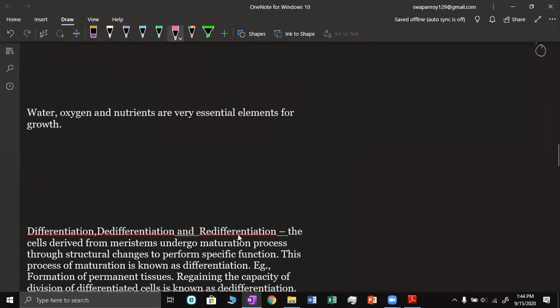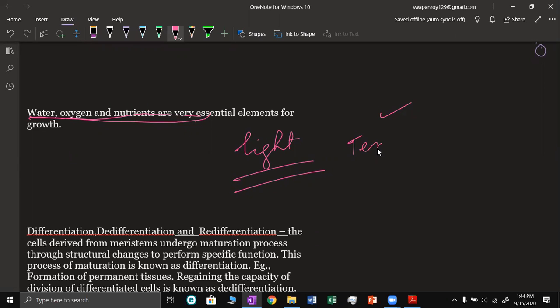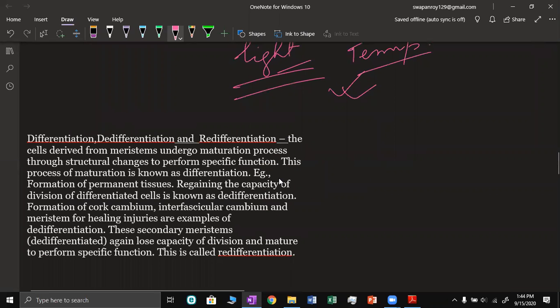Next, for growth, what is required? Food is required, water, oxygen, and nutrients. These are the important things. And also light is one of the factors, temperature is another factor. Okay, these types of things are there. Now let us come to things related to growth. One thing is differentiation, de-differentiation, and redifferentiation.